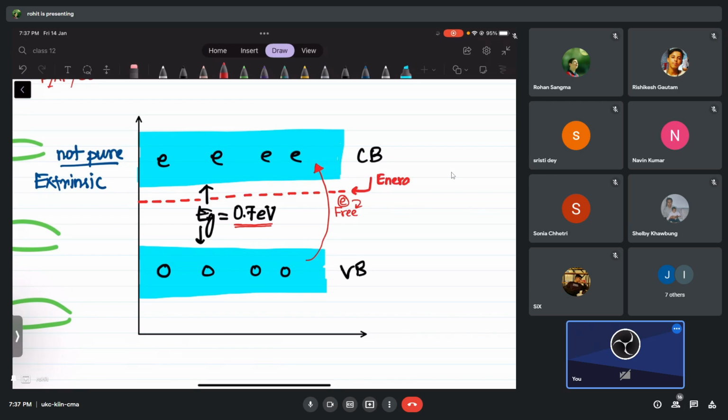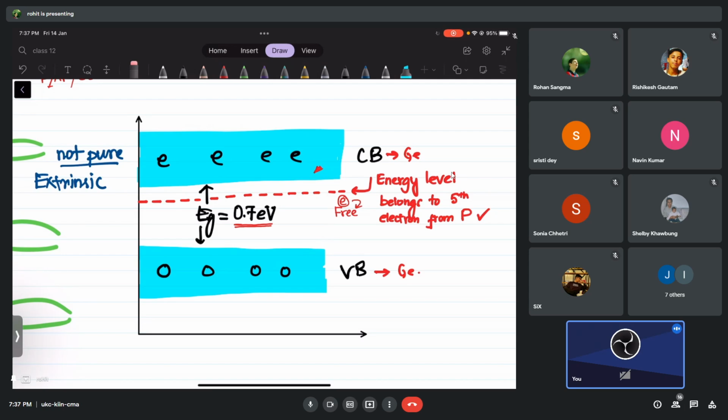Let's be clear. What is this, guys? Energy level. This energy level belongs to whom? Not the conduction band of germanium. This is the conduction band of what? Germanium. This is the valence band of what? Germanium. But this electron coming from phosphorus belongs to what? This energy belongs to the fifth electron from where? From phosphorus. Are you clear about this one?